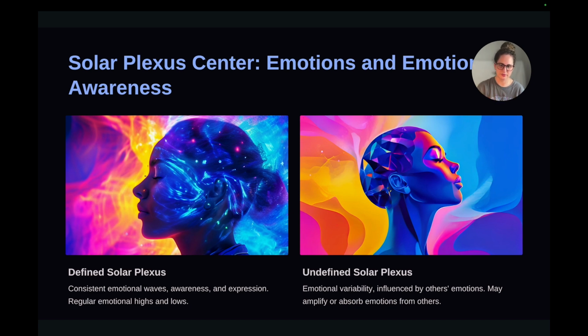An undefined solar plexus is going to have emotional variability. They're influenced by others' emotions, and they amplify and absorb those emotions from others. Meaning, let's say you call them up, you have a best friend who has an undefined solar plexus, you call them up and you're like, oh my gosh, I'm so excited, I just got a promotion at my job. They are going to be your biggest cheerleader. They're going to get right on board. They're going to say, let's go out, we should have dinner to celebrate. They're going to be really excited along with you because you're expressing excitement about something.